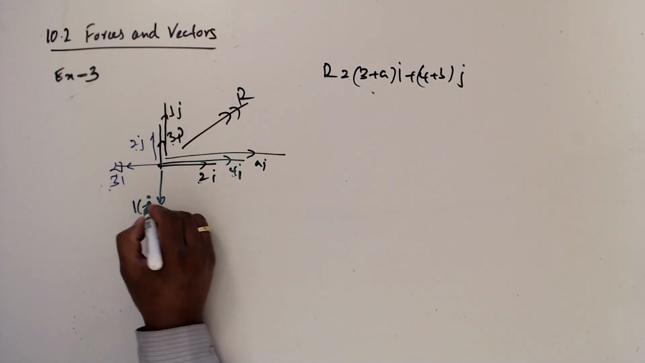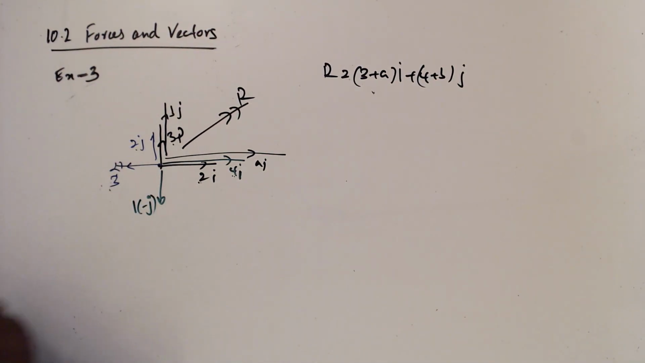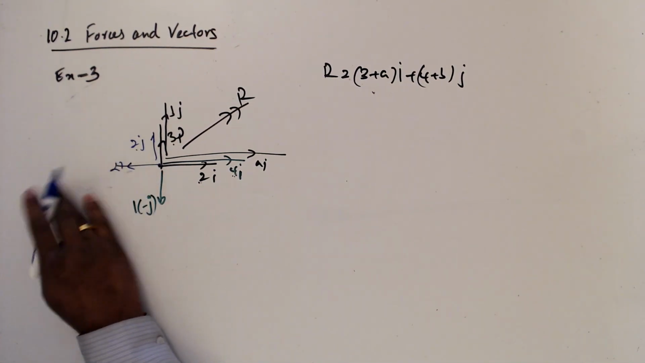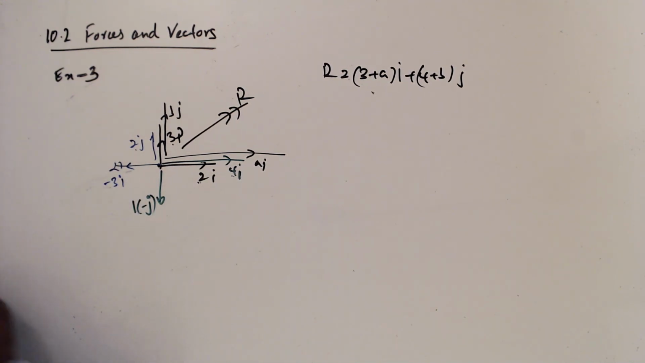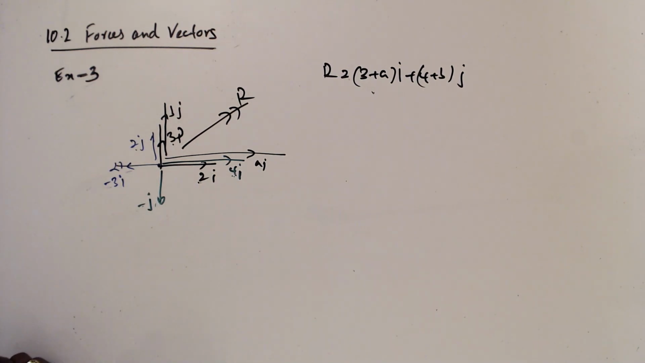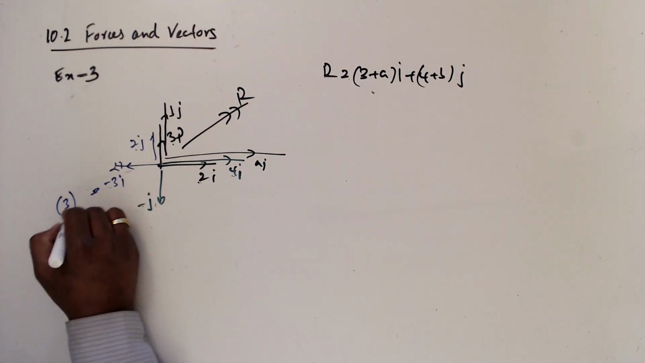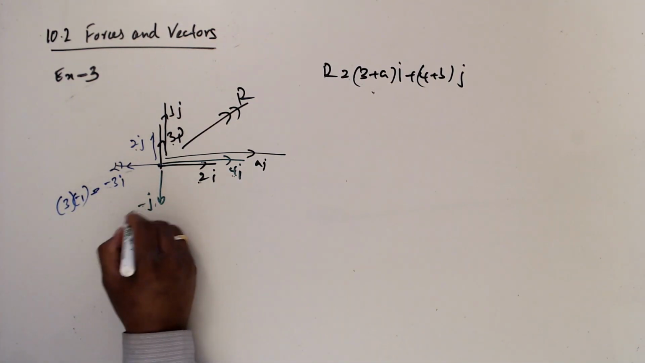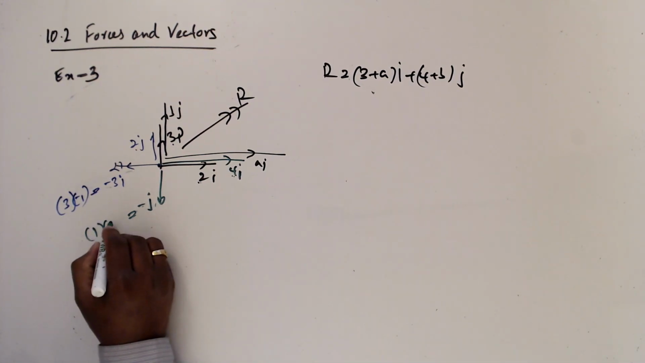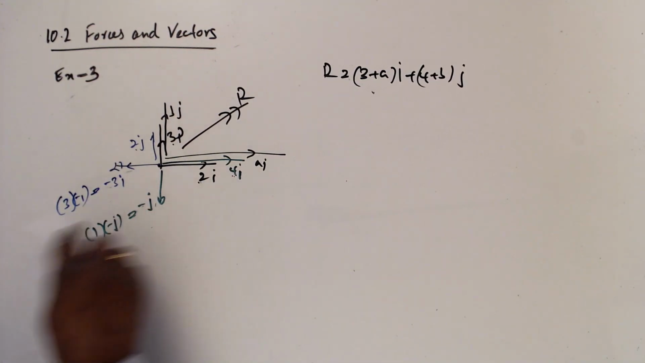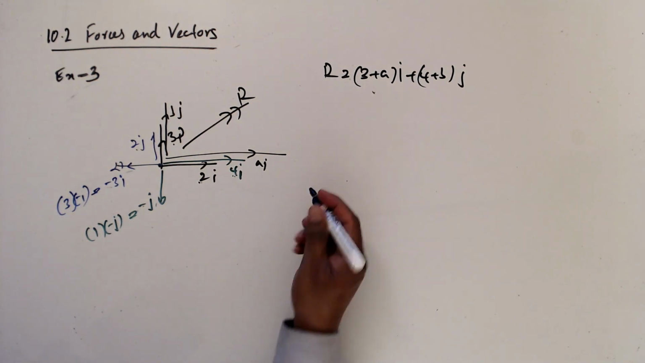This is 1 times minus j. This is 3 times minus i, so you can write minus 3i. And this is minus j. So this is 3 size in the minus i direction, and this is 1 size in the minus j direction. So this is the idea.